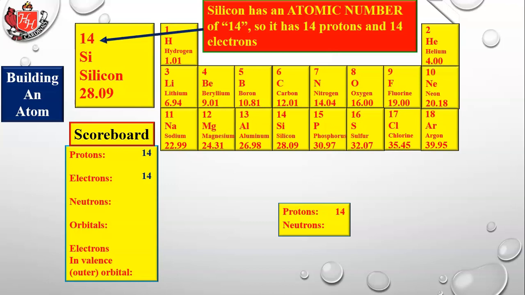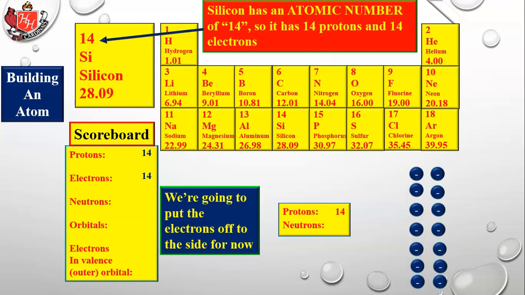You don't have to draw 14 little circles with plus signs. You could do that. That's kind of tedious. So we'll just write the number 14. But that means there's 14 of those little circles with plus signs there. Okay, let's move on to the next step. Oh, and there's the 14 electrons, but we're going to put them off to the side for right now. So if you count, there's 14 electrons over there on the side.